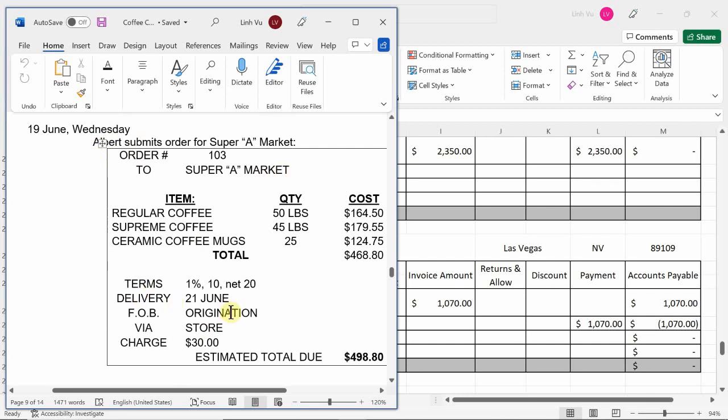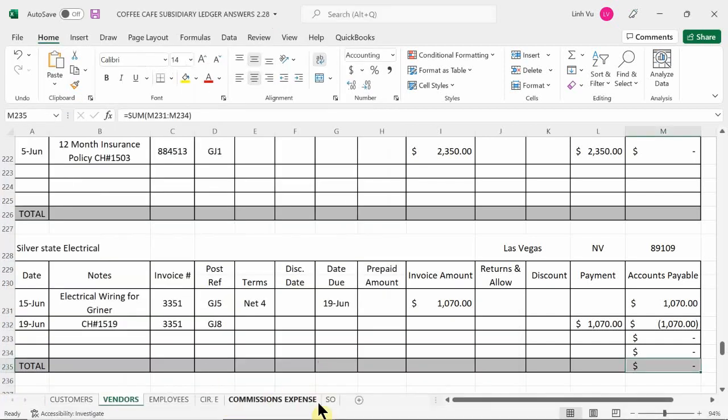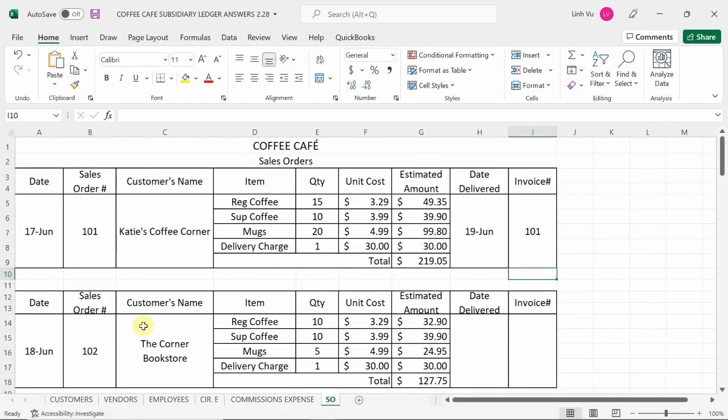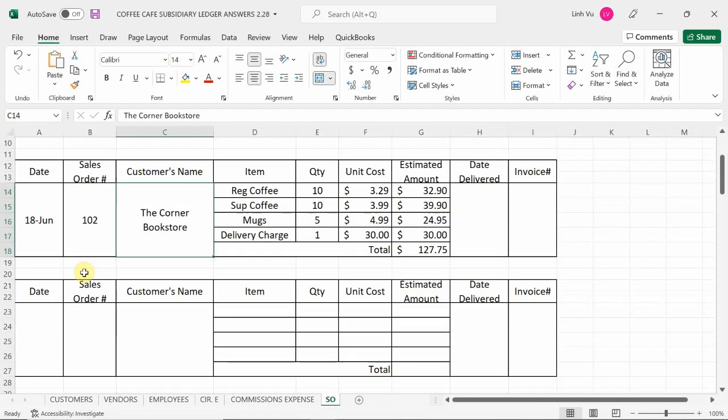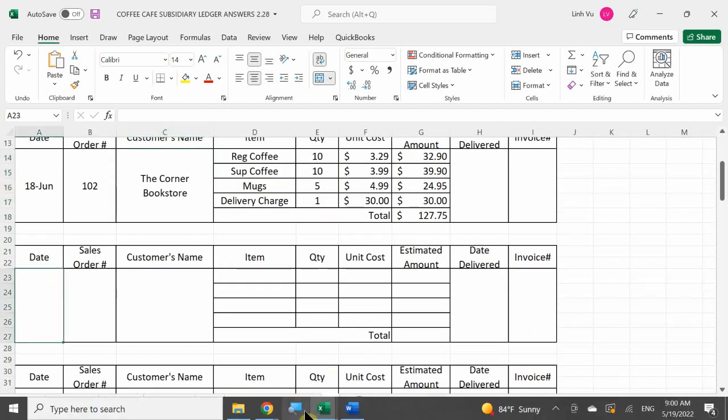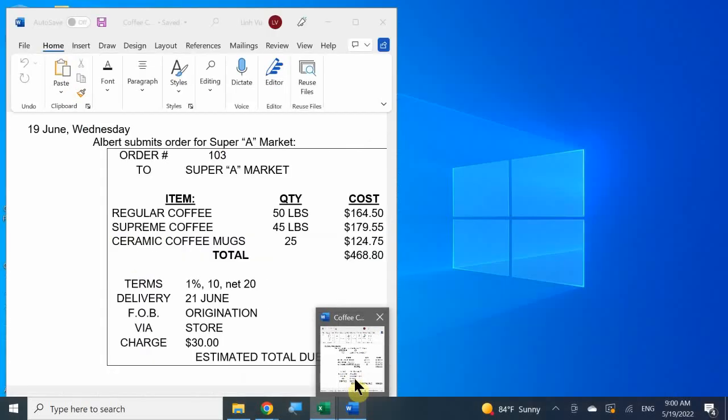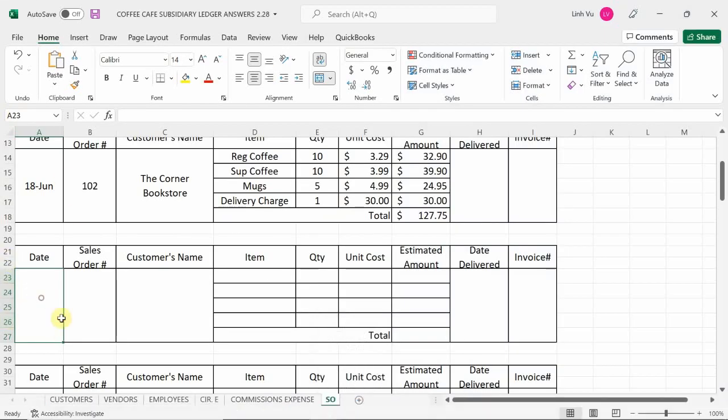Okay. So since this is just a sales order, right? We're not going to complete it until June 21st. Then I'm going to put it in my subsidiary ledger where my sales orders go. Okay, this is my sales order number 103. 50 pounds of regular, 45 pounds of Supreme, and 25 cups. So today's the 19th. Sales order number 103 to who? Super A Market. Okay. What did they order from me?